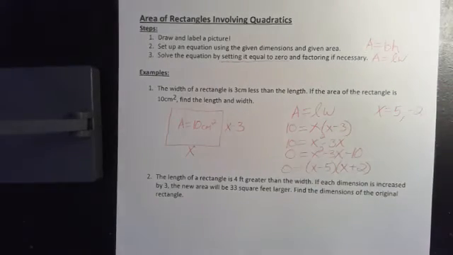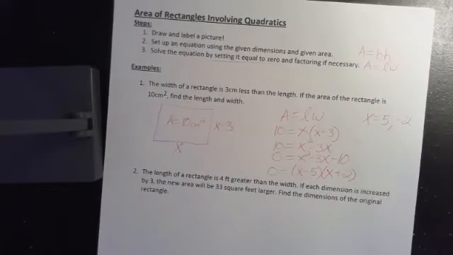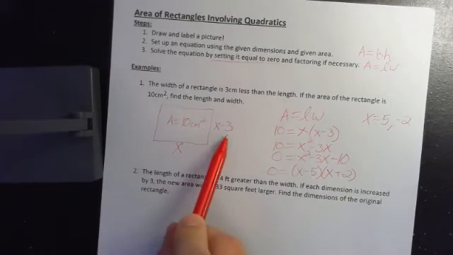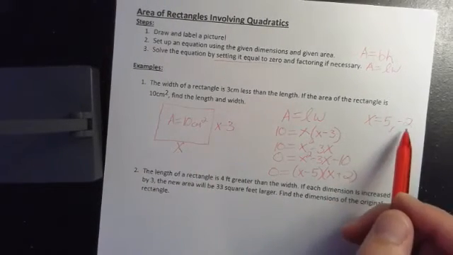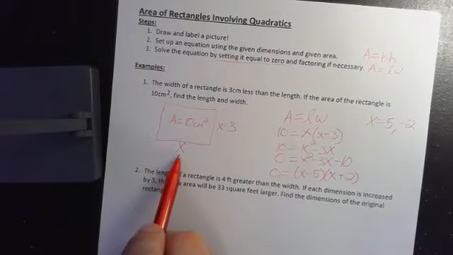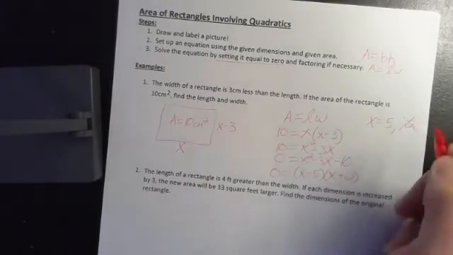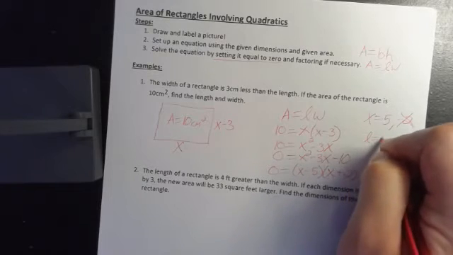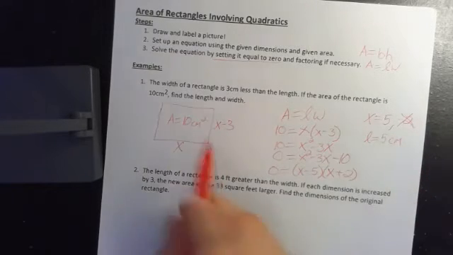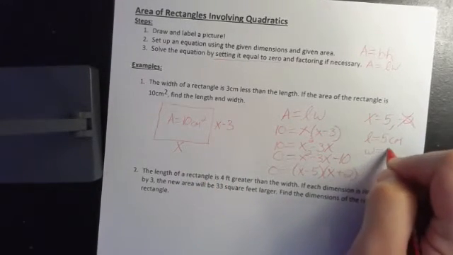Now again, because we're dealing with side lengths of a rectangle, we do have to check for extraneous solutions. So if we plug in 5, that'll be positive here. 5 minus 3 is 2. That'll work as well. So 5 is a possible solution. Plug in negative 2. That makes our length a negative. So negative 2 does not work, meaning that our dimensions are a length of 5 centimeters. And then our width is 5 minus 3, which is 2 centimeters.